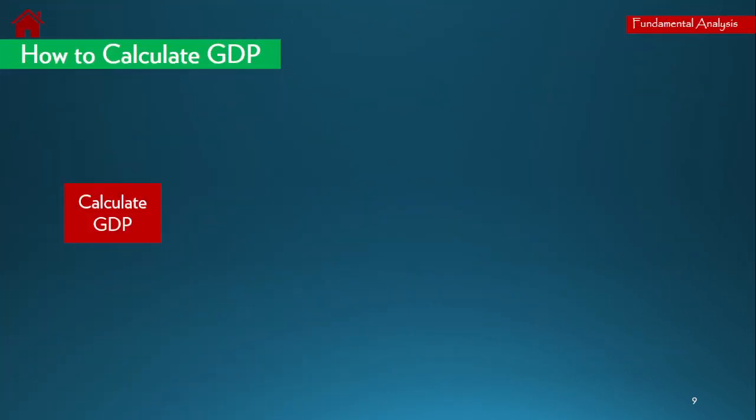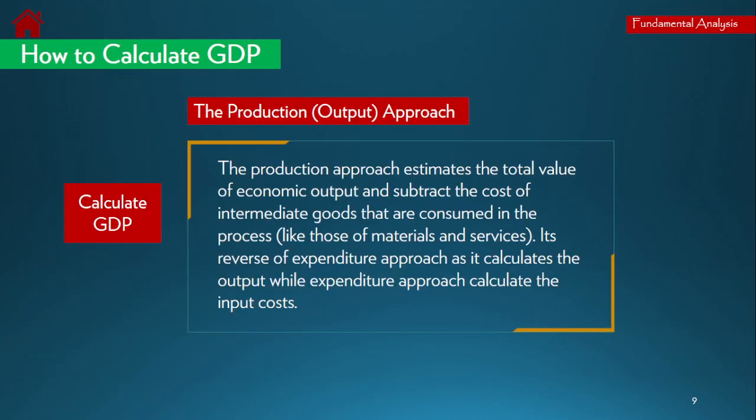Now we have the third approach, which is called the production or output approach. This approach estimates the total value of economic output and subtracts the cost of intermediate goods that are consumed in the process, like materials and services. It's the reverse of the expenditure approach as it calculates the output while the expenditure approach calculates the input cost.